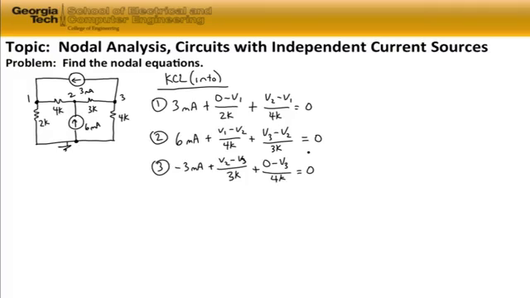You can solve this set of simultaneous equations using matrix analysis. You can solve it using elimination of variables, whatever approach is most comfortable to you. But if you solve this problem, then you can find each of the nodal voltages. Once you find those nodal voltages, you can find any other quantity in the circuit that is of interest to you.